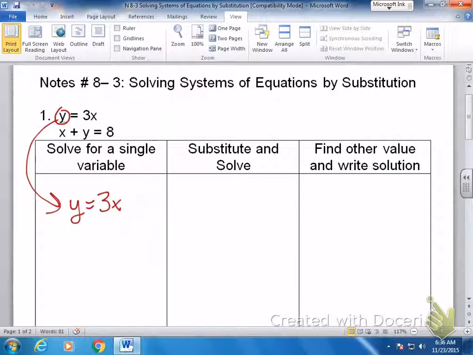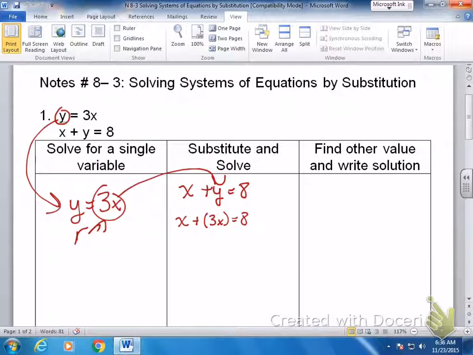Now what we're going to do is on the second column, it says substitute and solve. Well, the equation that we didn't solve is x plus y equals 8. Well, now we know what y is. y is 3x. So what I'm going to do is plug that 3x in for y. So I'm going to have x plus, and I'm going to put it in parentheses because it may be important later, (3x) equals 8. Now I have all x's in my equation, so I can actually solve it for x. So x plus 3x equals 8.